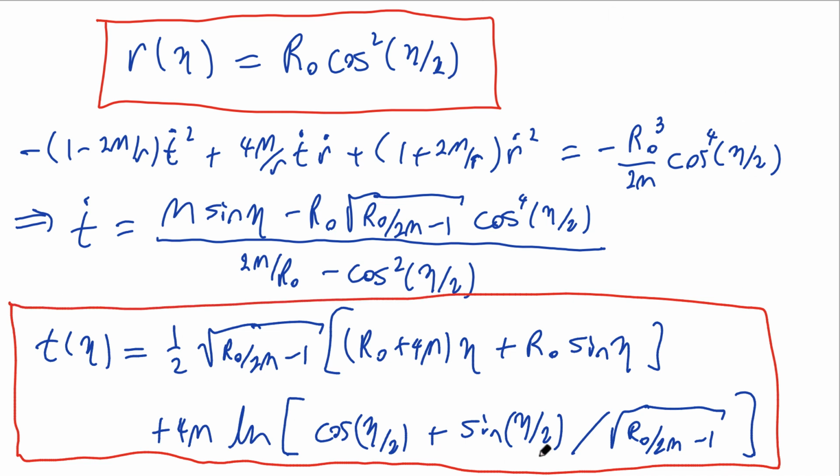So these calculations are straightforward in principle, but they're actually a bit trickier than you might suspect. It took me the better part of a day to obtain this answer in this nice, relatively simple form. And by the way, you'll notice I've chosen the integration constant here so that t is equal to 0 when eta is equal to 0.